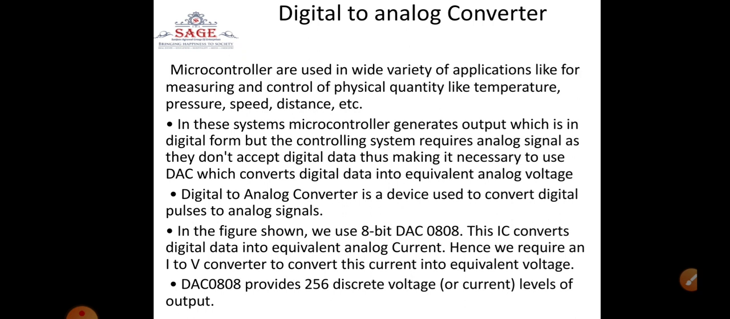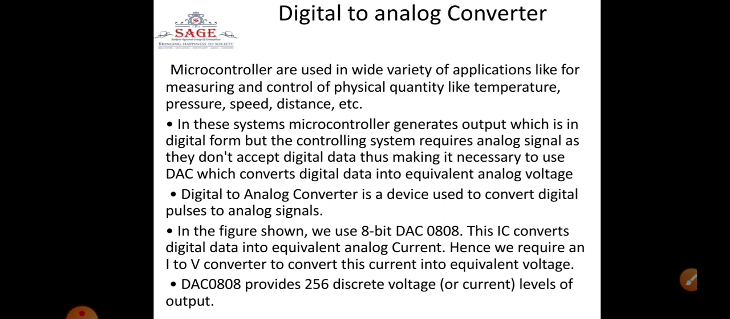So DAC is used to convert the digital data into equivalent analog value. In various applications we have to convert the digital data into analog values, such as microwave oven, speedometer of a car. There are different devices which operate on analog values. But the controlling device is a microcontroller, and the microcontroller will produce the output in digital. So we have to convert it.